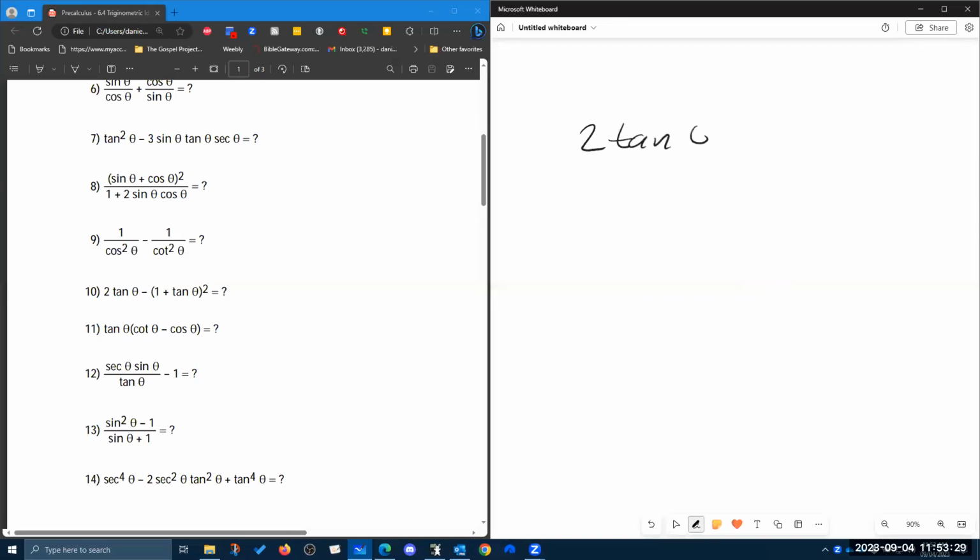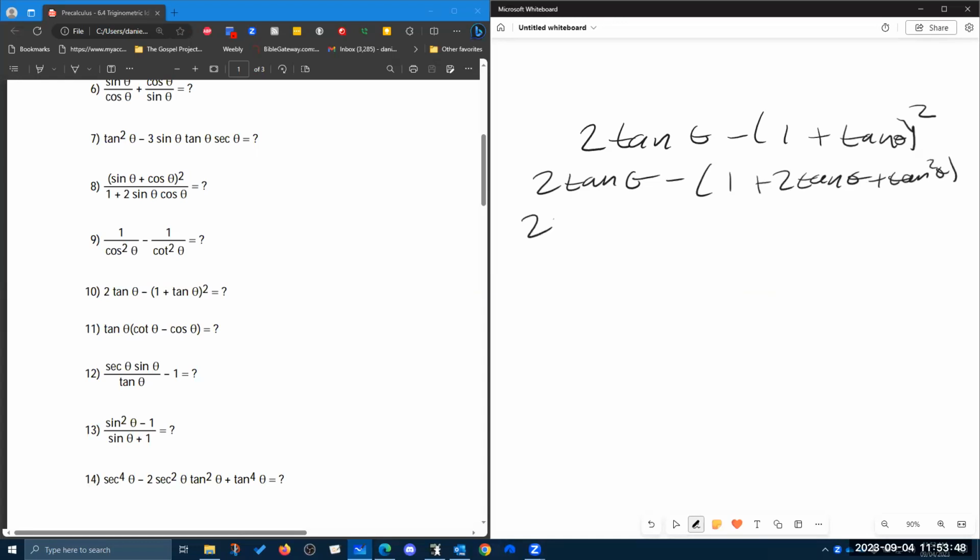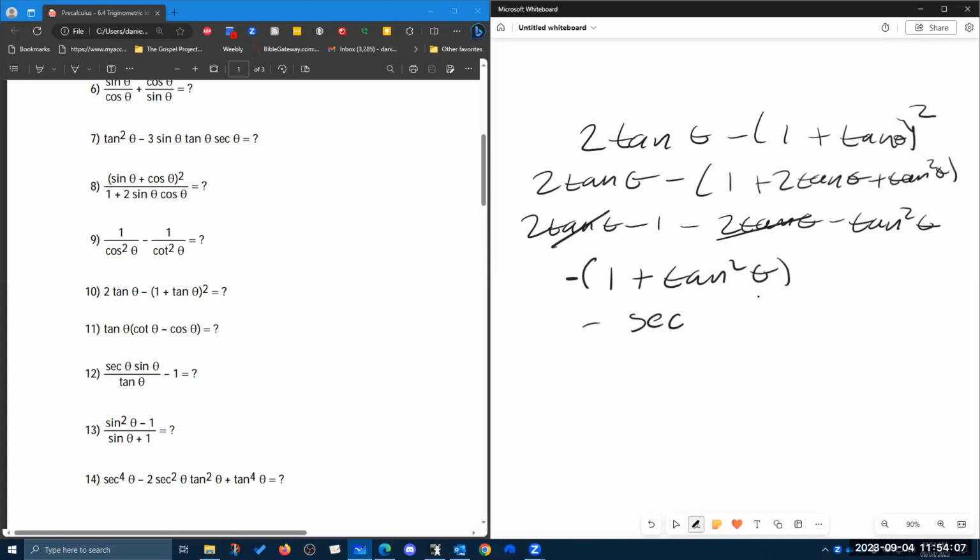Two tan theta minus 1 plus tan theta quantity squared. 2 tan theta minus 1 plus 2 tan theta plus tan squared theta. It's going to be 2 tan theta minus 1 minus 2 tan theta minus tan squared theta. So this is going to be a negative on the outside. 1 plus tan squared theta is a negative secant squared theta.